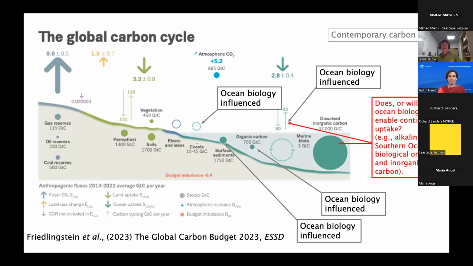So for me, the question is, does or will the ocean biology enable continued uptake? How will this alkalinity change modulate the biologically driven or modulated alkalinity change with time? And how will this biological, organic and inorganic carbon deposition in the Southern Ocean, for example, the example I gave, alter through time? Will it be sustained?